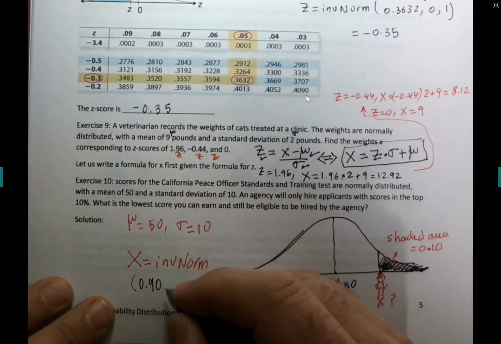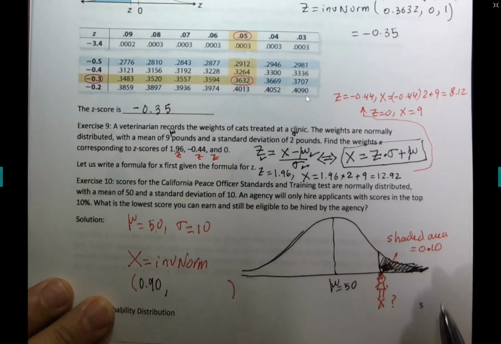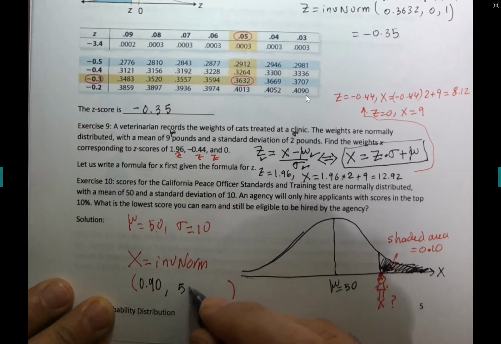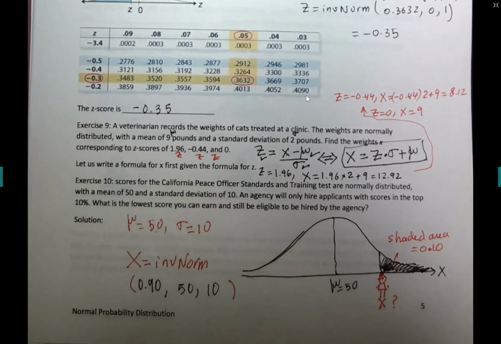And then the mean. Don't put 0, 1 now because we have X values. We're working with X values. He wants X. That's the difference now. This is 50 and this is 10. And let me show you, you're done. You're just gonna find the answer now.